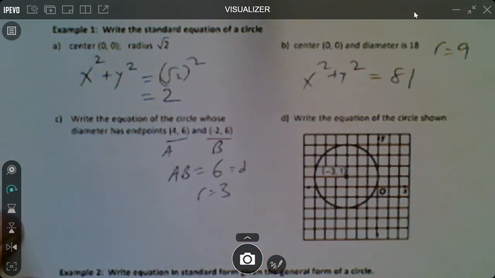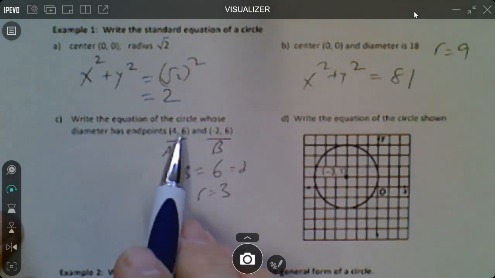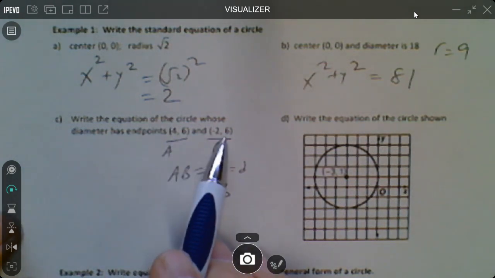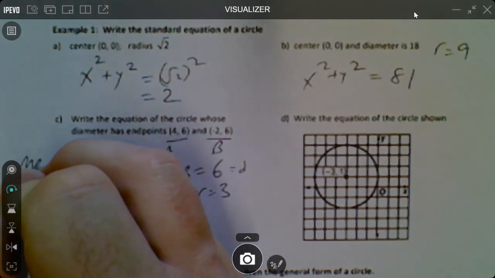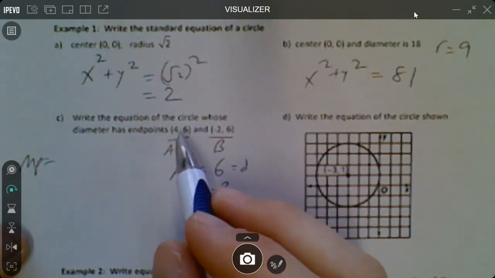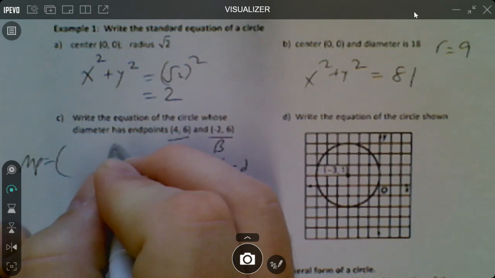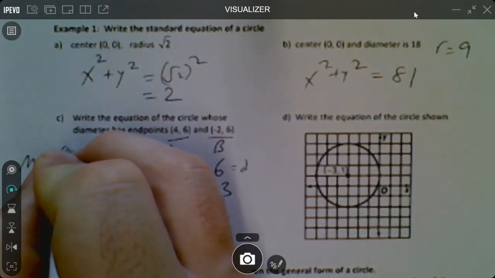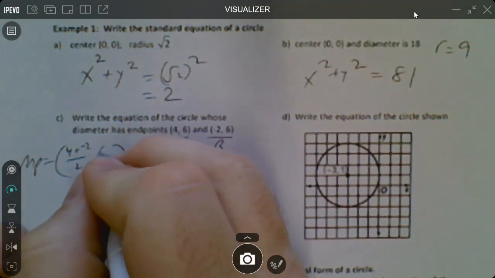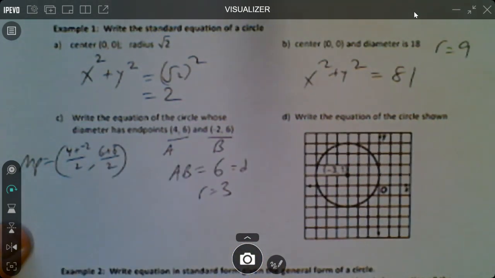Now, that's not so bad, except for the fact that I still don't know what the center is. I just know this is the diameter. Well, where would the center be in relationship to the diameter? It'd have to be in the middle. How do you find the middle? You find the midpoint. So the midpoint is going to get us the center of this circle. So the midpoint is simply going to be the average of the x's and the average of the y's. So I'm going to have 4 plus -2 over 2, comma 6 plus 6 over 2. Obviously, that's going to just end up being 6 for that part.